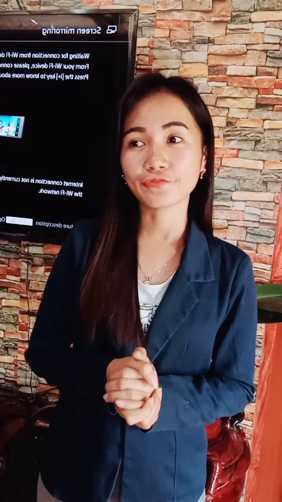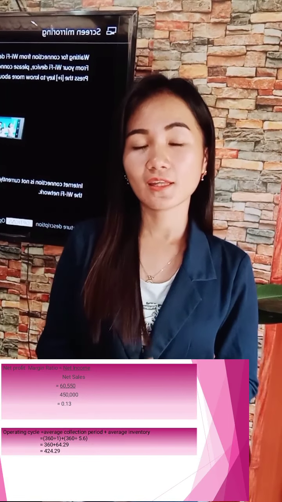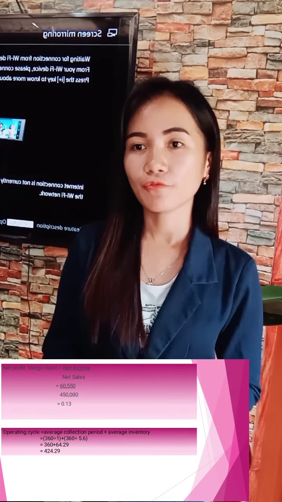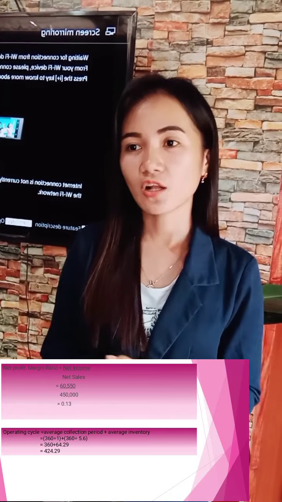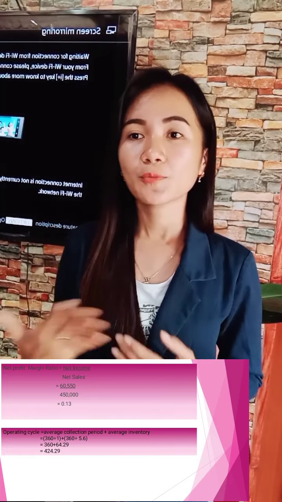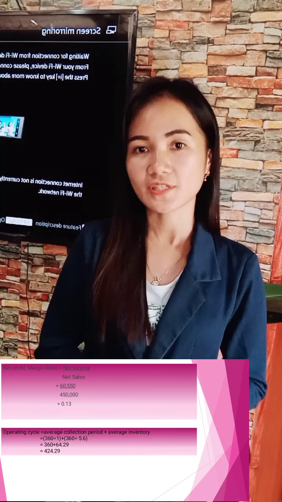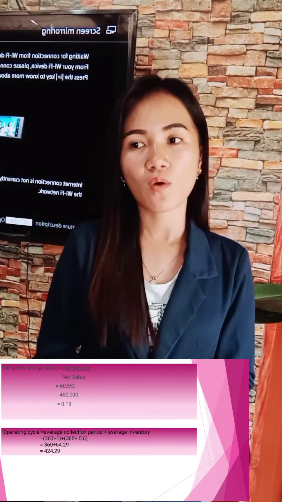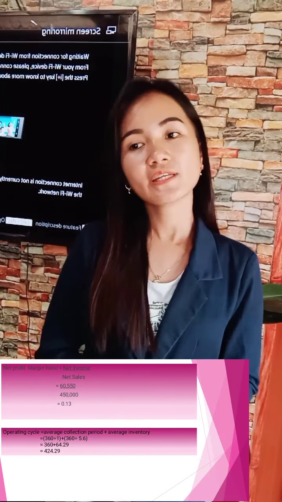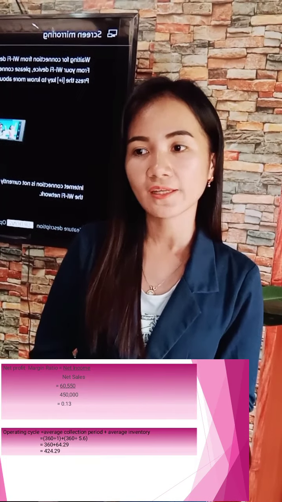And for the formula of net profit margin ratio equals net income divided by net sales. Net income 60,550 divided by net sales of 450,000, and the result is 0.13. So it indicates that over the quarter, the corporation managed to generate profits worth 13 cents for every peso's worth of sales. And the operating cycle equals average collection period plus average inventory period. The operating cycle of the ABC Corporation has a total of 424.